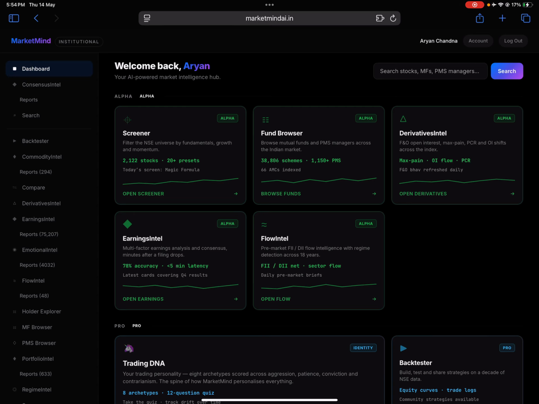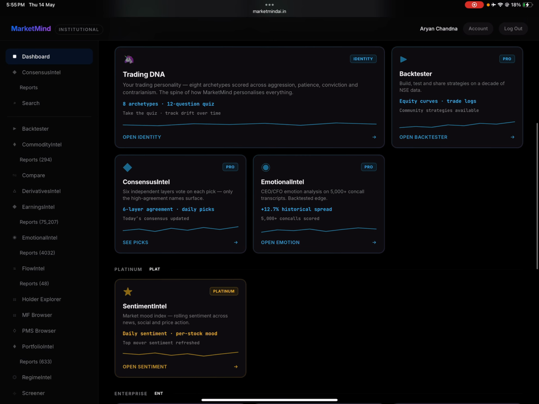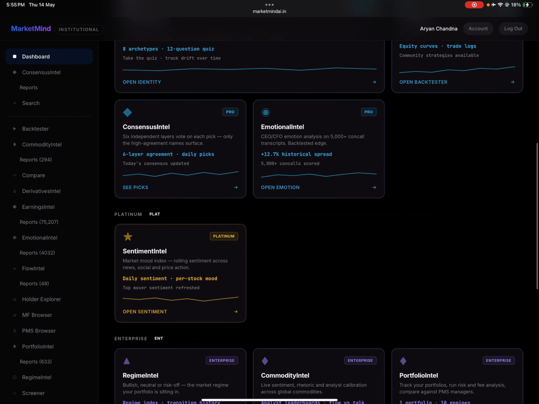What it does is take all of our different quantitative data and try to find where niche signals are firing off across these different uncorrelated engines or intels, and it gives some really great trades through that.